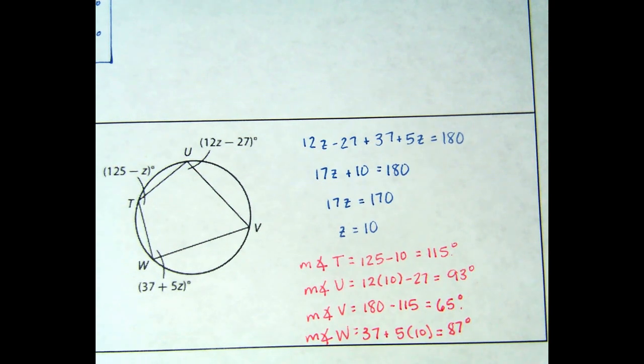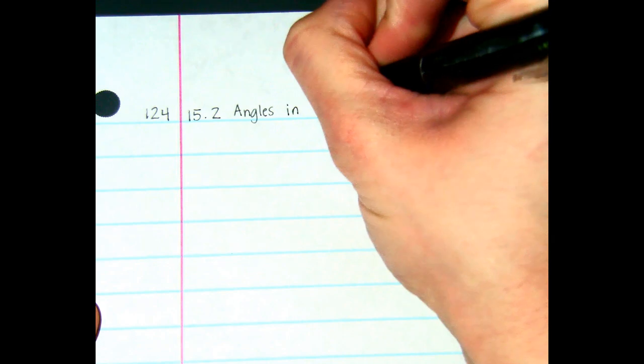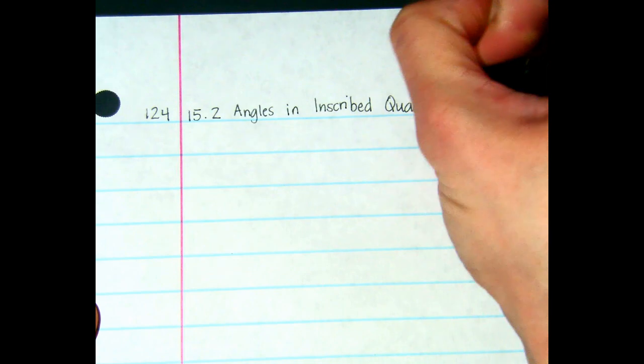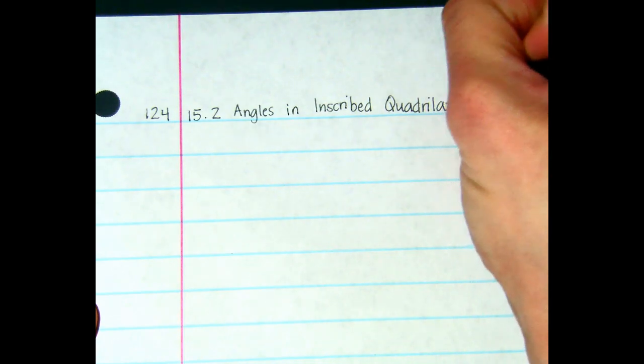You need to glue this in your notebook on page 124, which is titled 15.2, Angles in Inscribed Quadrilaterals. So glue that in.